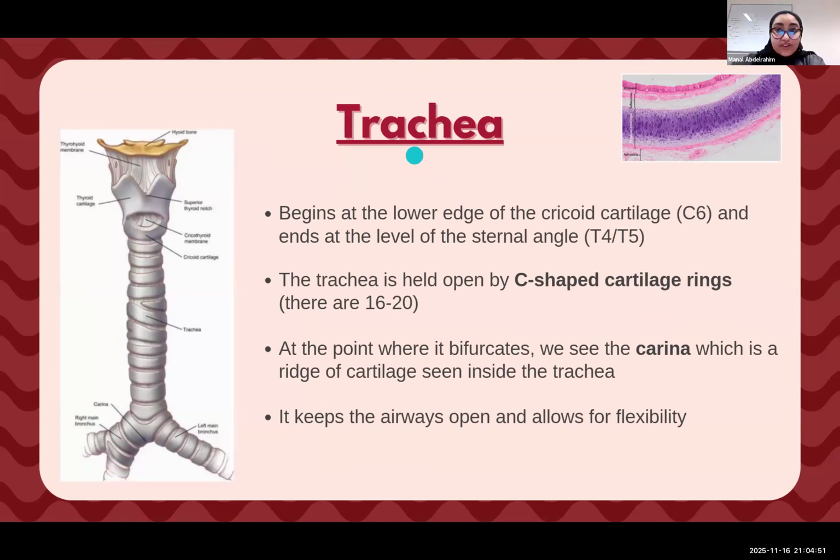For the trachea, it begins at the lower part of the cricoid cartilage at C6, and it goes all the way to the sternal angle, which is at T4, T5. You guys know what the sternal angle is; we took it in the mediastinum lecture.